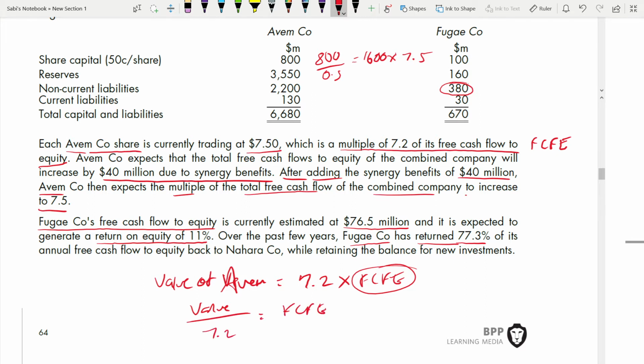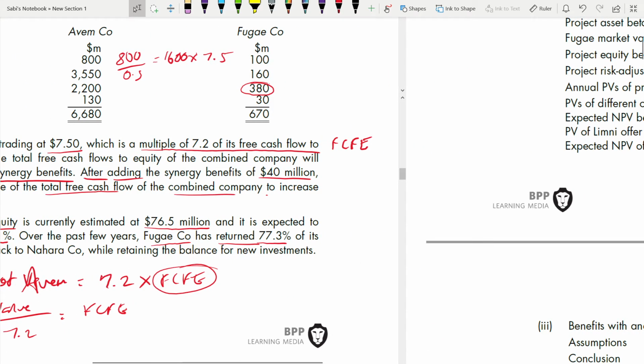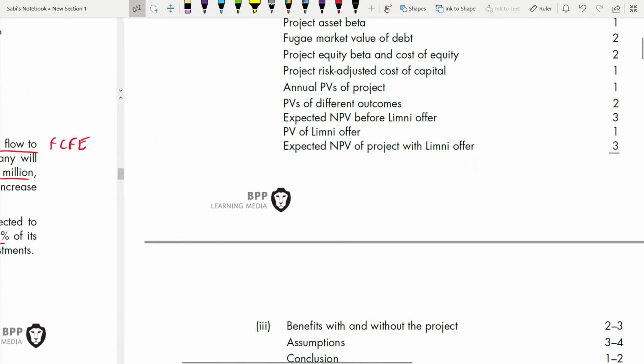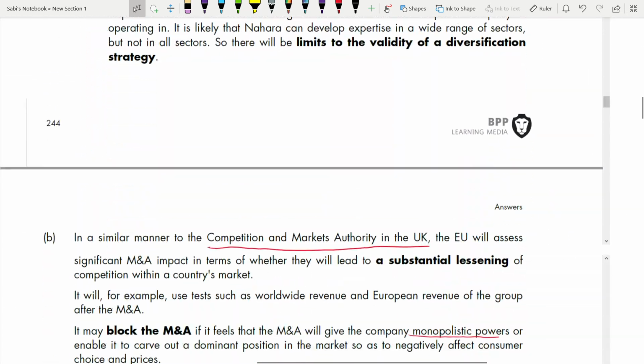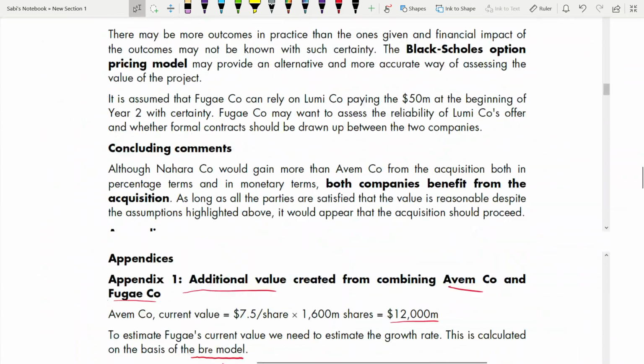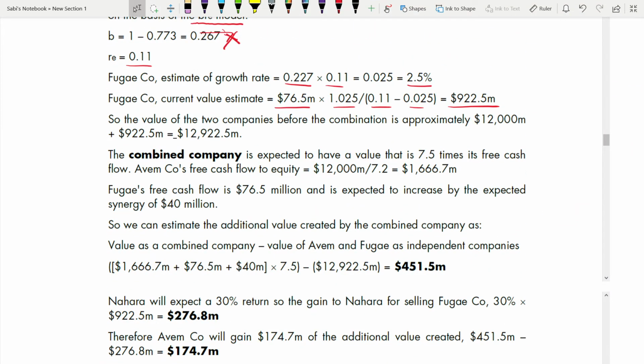Simple. So first, to find the combined company, we first have to find Avem company's free cash flow to equity. That's why I told you don't start with the combined company. So the value we have just now calculated, divided by 7.2, gives the free cash flow to equity. Because we have found it for Fugai, we need the free cash flow for both companies. The combined company is expected to have a value that is 7.5 times its free cash flow. That means multiply by 7.5.